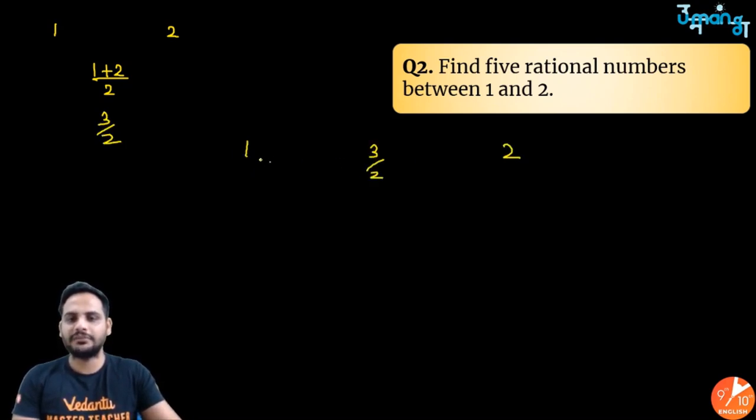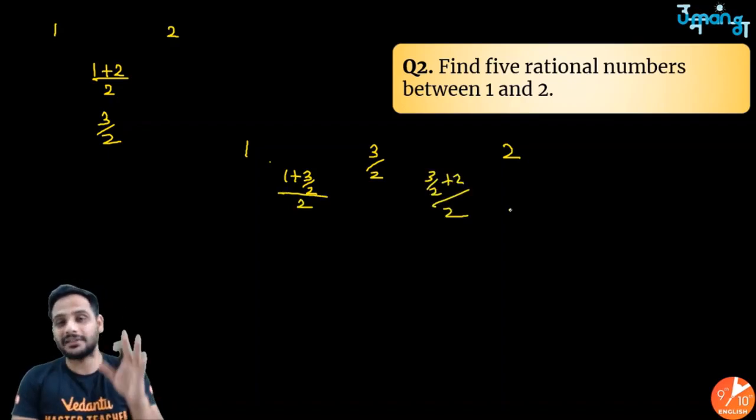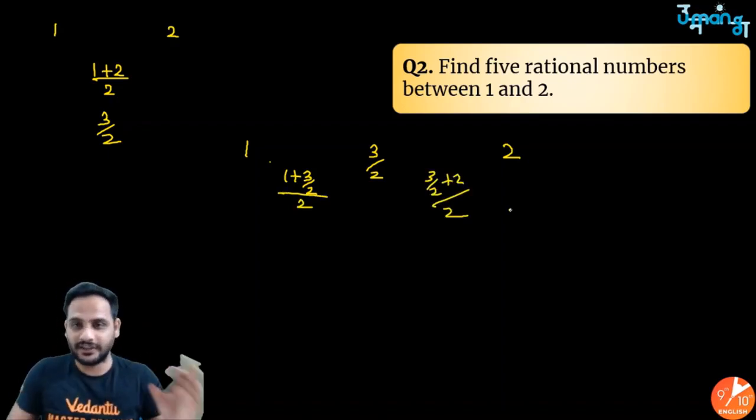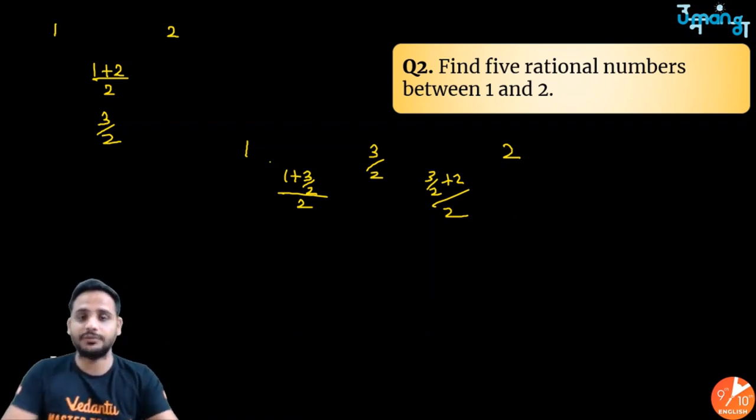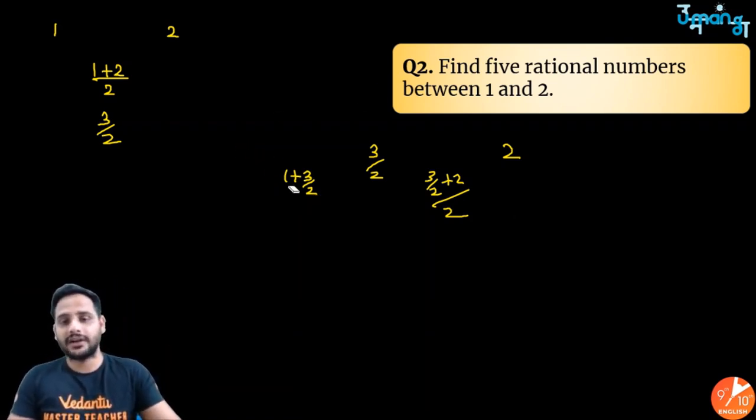Then find one number between 1 and 3 by 2. Here you will do (1 plus 3 by 2) whole divided by 2, and here (3 by 2 plus 2) whole divided by 2. So this is a very lengthy method. It will take a lot of time. Right? We are not here to waste our time. We are here to be smart. We are here to find out the shortcuts.